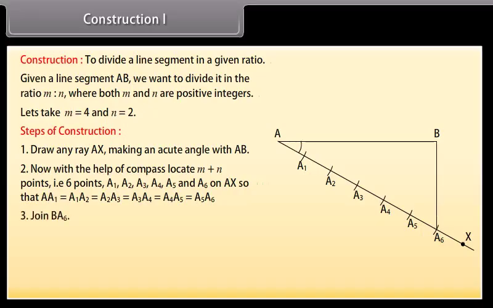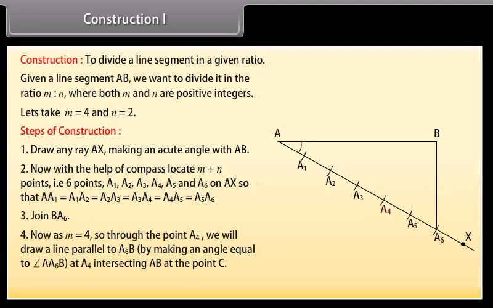Join BA6. Now m is equal to 4, so through the point A4, we will draw a line parallel to A6B by making an angle equal to angle AA6B at A4 intersecting AB at the point C. Then AC is to CB is equal to 4:2.